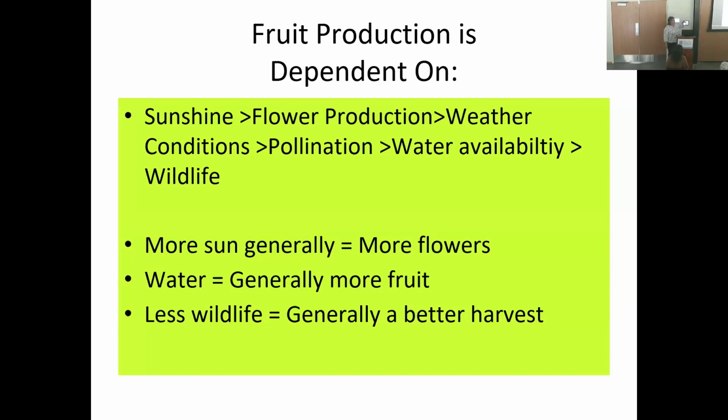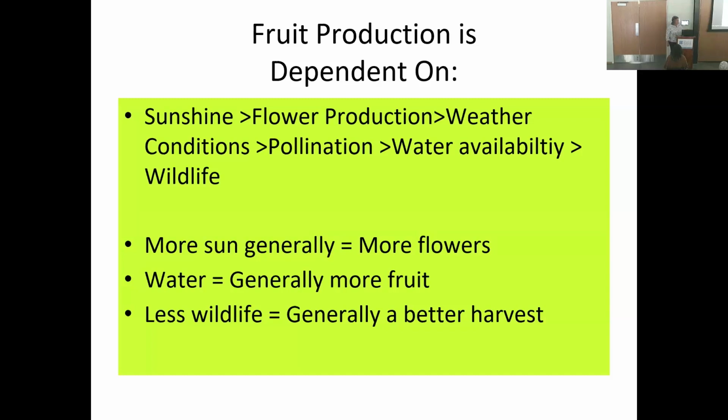Now, in terms of fruit production, we need to consider sunshine, flowers, flower production, the weather conditions, pollination, water availability, and wildlife, because all of these things are going to impact whether you actually get to harvest some of that fruit. The more sun that the plant has generally, the more flowers there will be. The more flowers that there are, the more fruit you are likely to have.